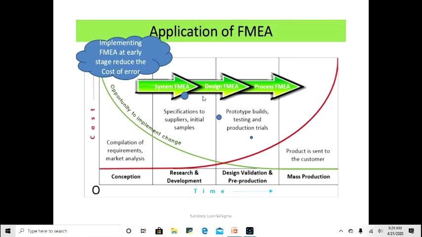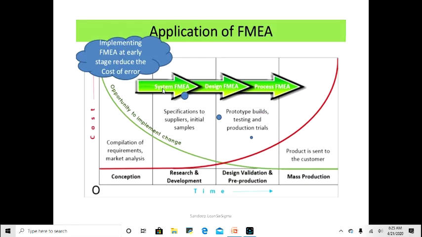Research and development goes from specifications to initial samples, that is, you design based upon some suppliers' initial samples, and you design the system, that is, the prototype design. The production design will be done using some software tools or even some prototyping, and then the mass production will be done. So at every step of the process, from conception till mass production, you can see that FMEA is being applied.